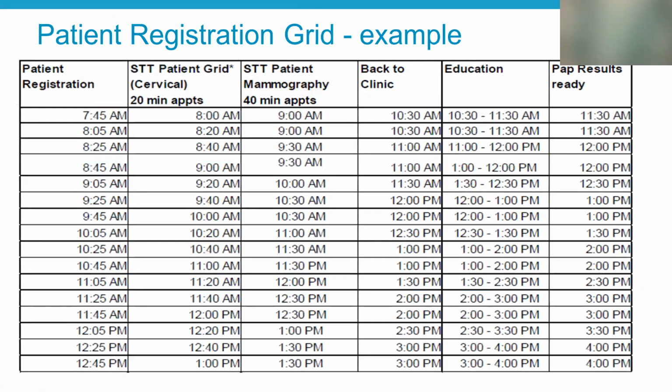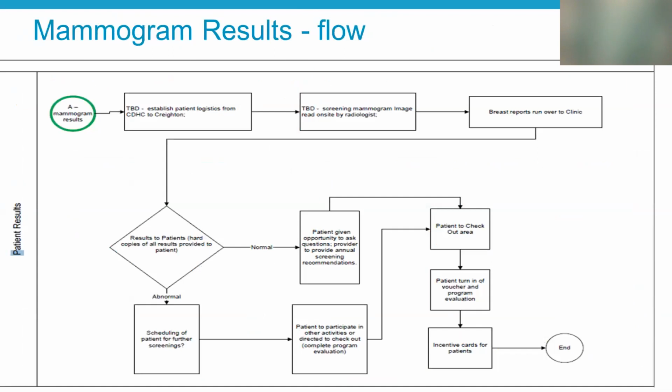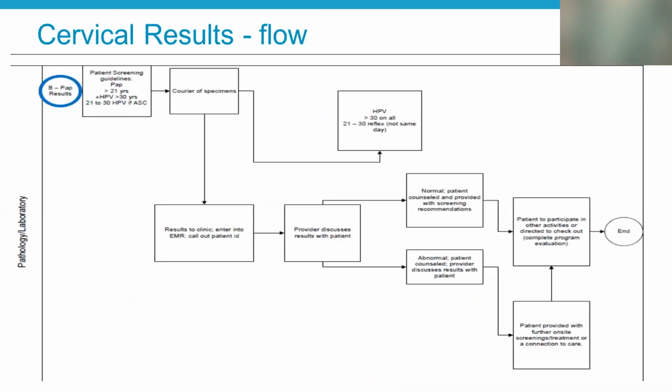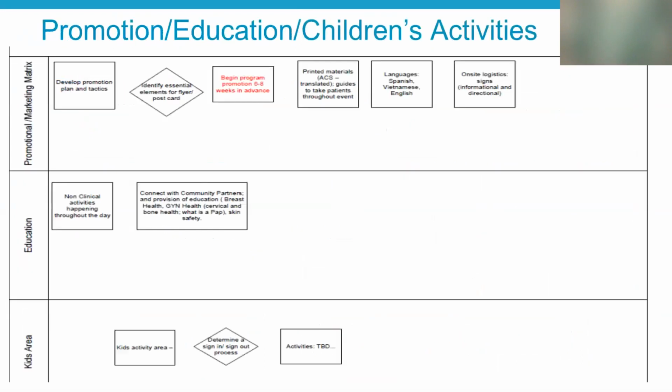This is an example of a patient scheduling grid, taking into consideration the time to complete on-site paperwork, cervical and mammography appointments, along with the anticipated time that the patient's Pap test results will be ready. This example process flow focuses on the movement of patients through the mammography screening areas. This example focuses on patient cervical screening. These are examples of other areas to map out that also support your C-Test and Treat program.